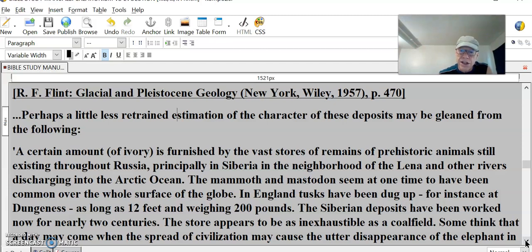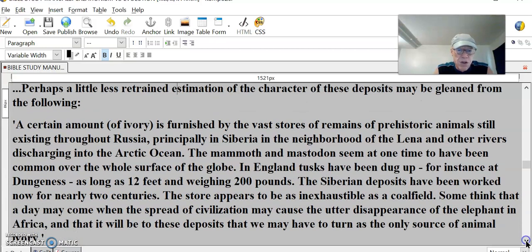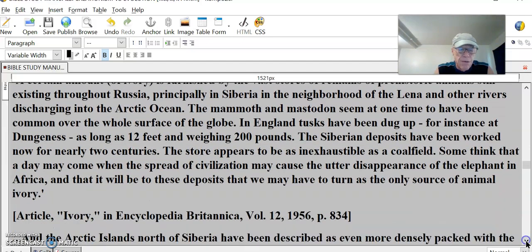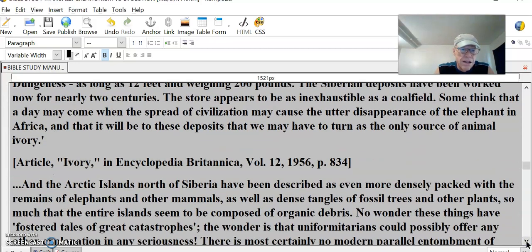In England, tusks have been dug up, for instance, at Dungeness, as long as 12 feet and weighing 200 pounds. The Siberian deposits have been worked now for nearly 2 centuries. The store appears to be as inexhaustible as a coal field. Some think that a day may come when the spread of civilization may cause the utter disappearance of the elephant in Africa, and that it will be to these deposits that we may have to turn as the only source of animal ivory. This article in Encyclopedia Britannica.